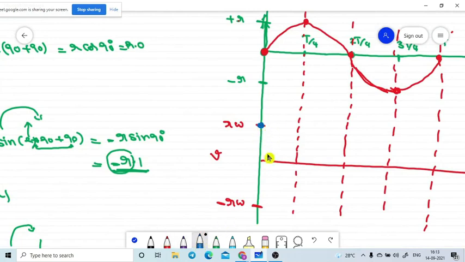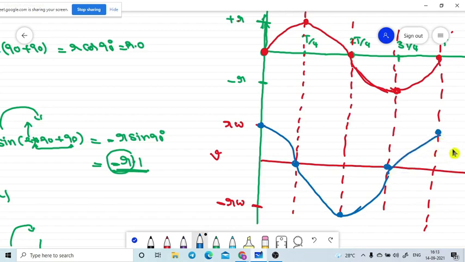At T by 4, the value is equal to 0. At 2T by 4, the value is minus R omega. At 3T by 4, the value is 0. At T, again the value is R omega. Now draw the smooth curves like this. Don't draw straight lines; please draw smooth curves.